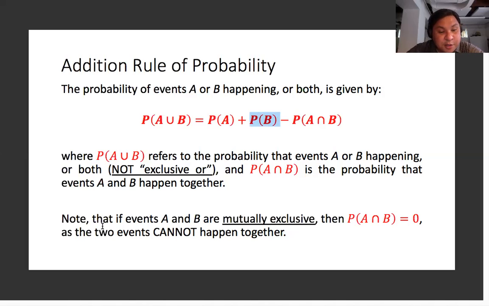Okay. Note that if events A and B are mutually exclusive, then the probability that A and B happens together, so intersection means that they happen together, is equal to 0. Remember, mutually exclusive means the events cannot happen together, right? As opposed to non-mutually exclusive. Right? So this was discussed like way back. Right, so if you would like to actually review on that, please do so. Go over to the previous videos so that you can actually review on them.